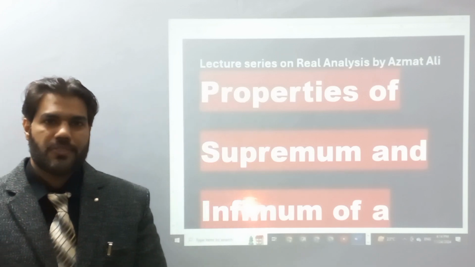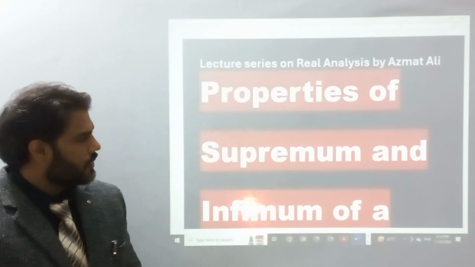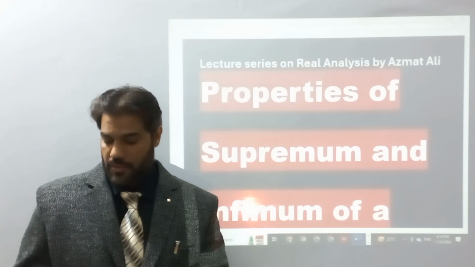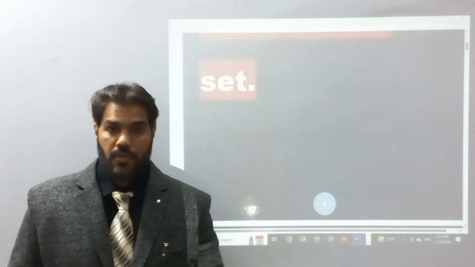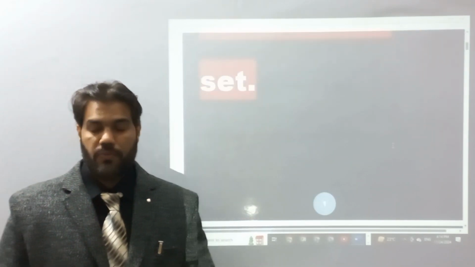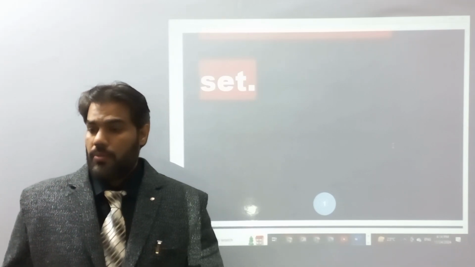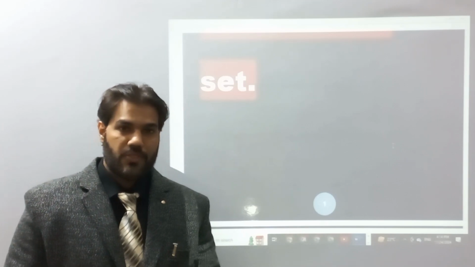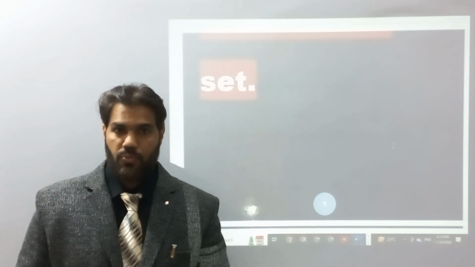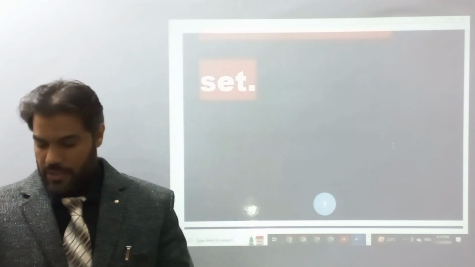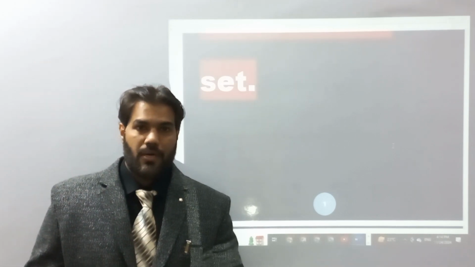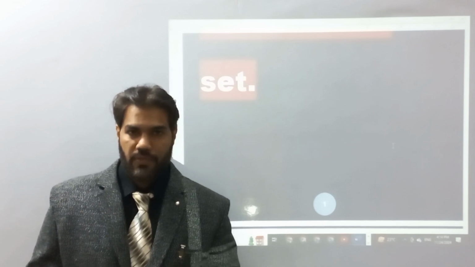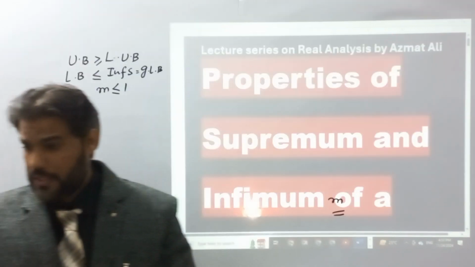In today's lecture, we will discuss some important properties related to the supremum and infimum of a set. These properties are very important from the exam point of view. Before discussing these properties, we will revise some basic definitions that we will use in today's lecture, which are the lower and upper bound of a set and the supremum and infimum. I hope you are already familiar with all of these definitions. So let us start.